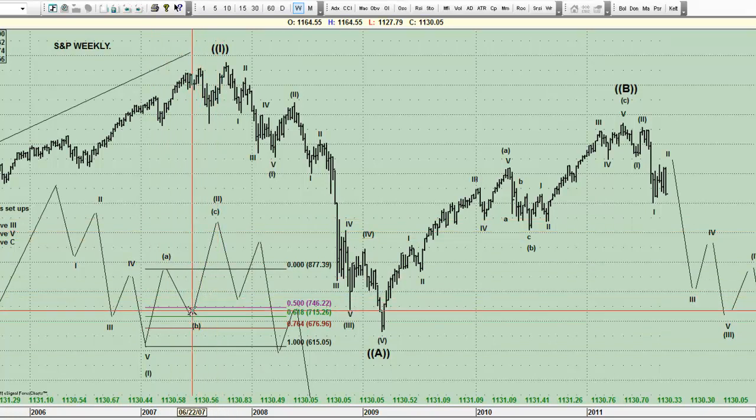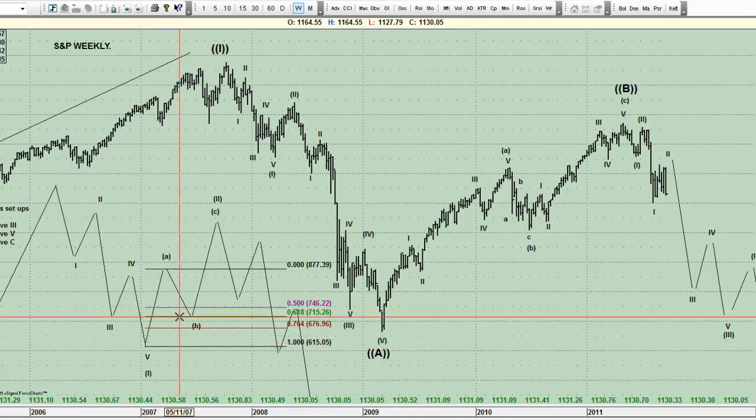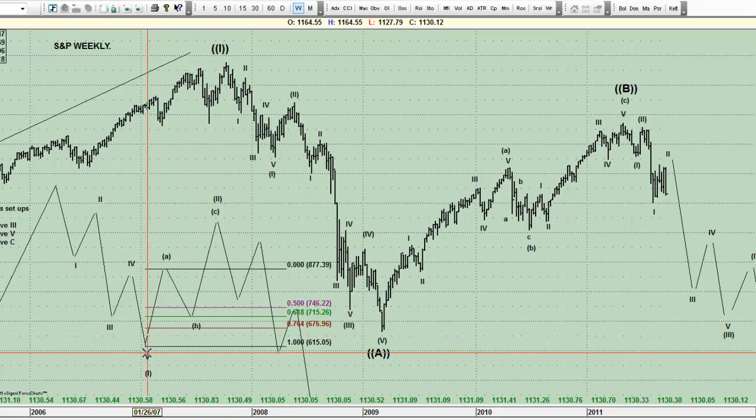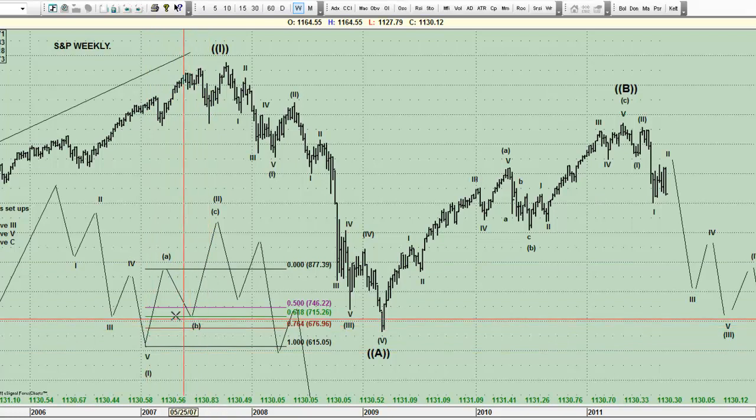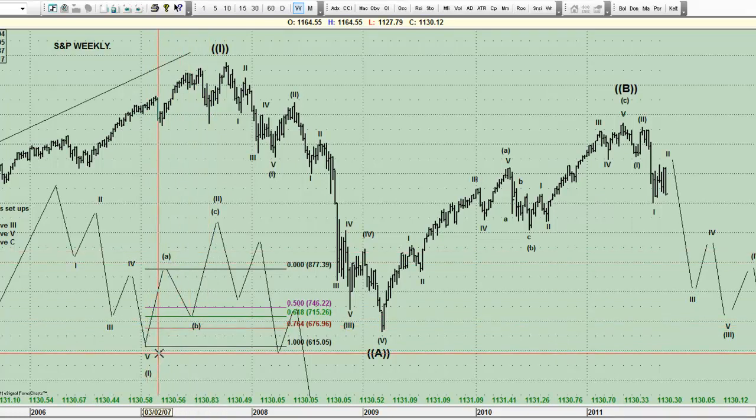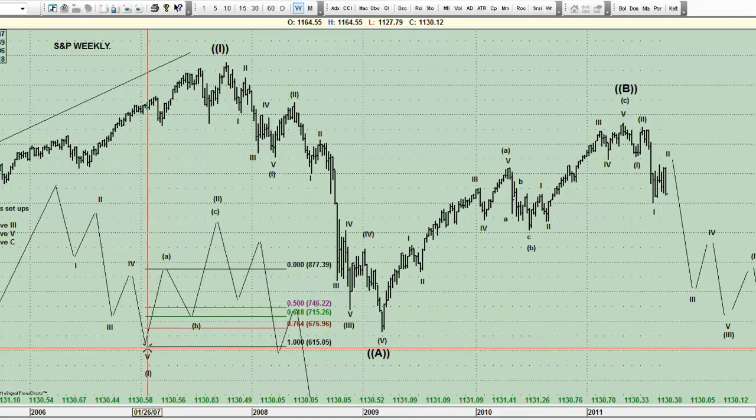This is a counter-trend move. You're going to go small with your size. You're going to buy here at the 50% of wave A, the 61.8% of wave A, and the 76% of wave A. And then your stop is going to be below the end of wave 5.